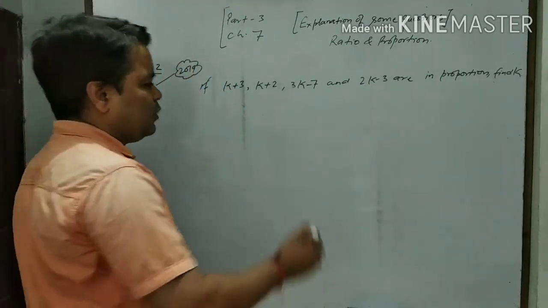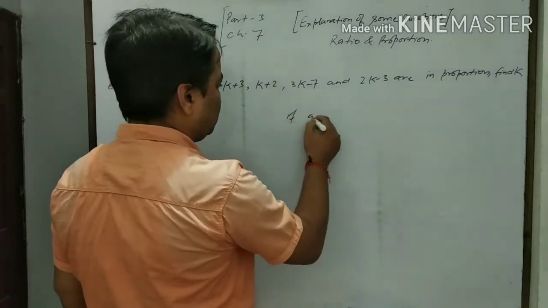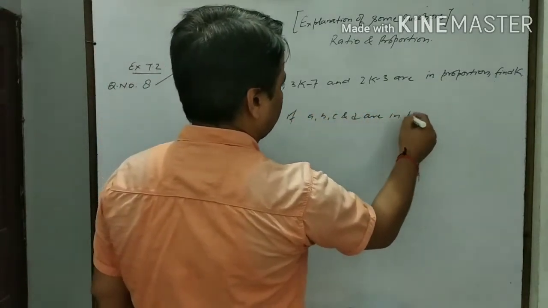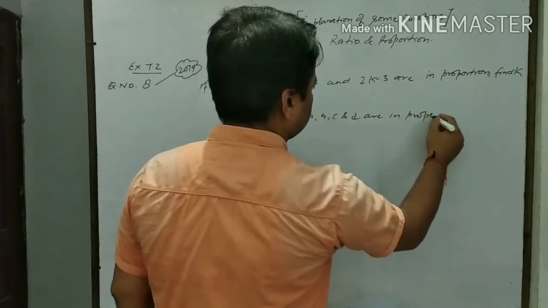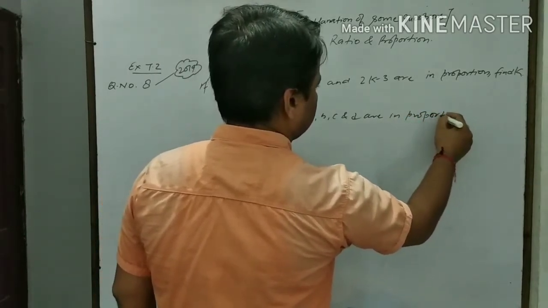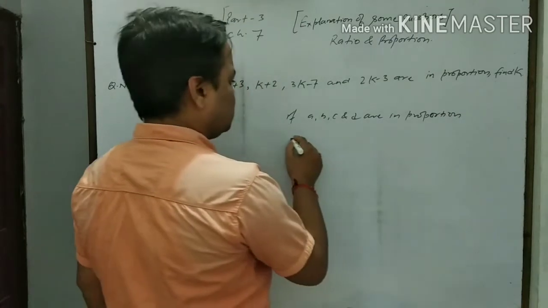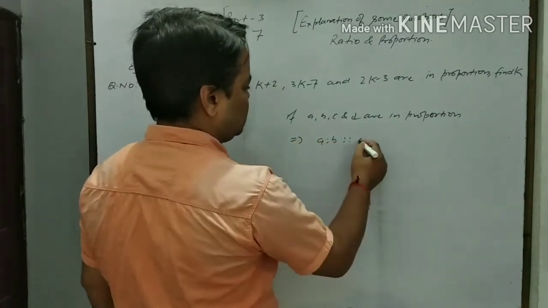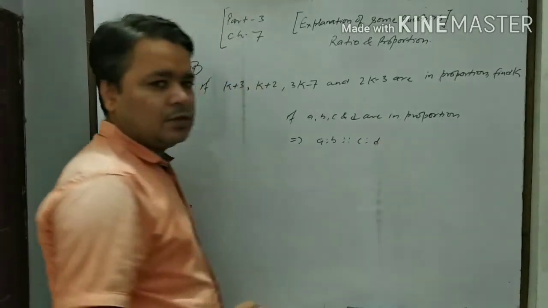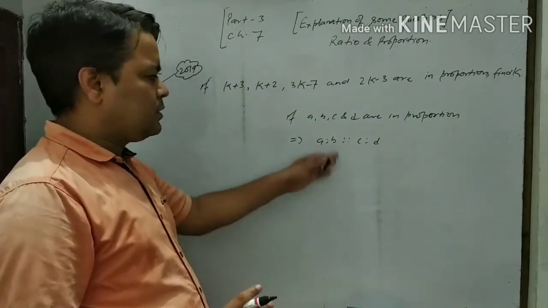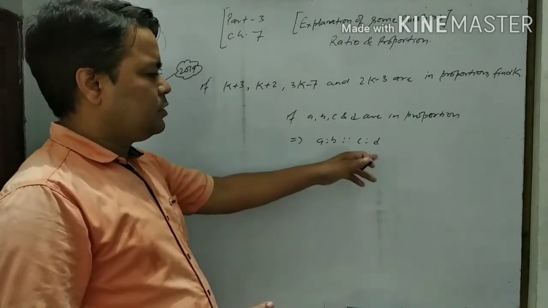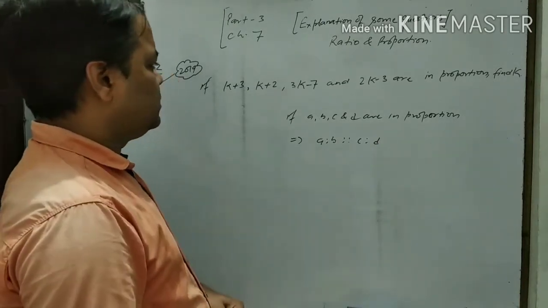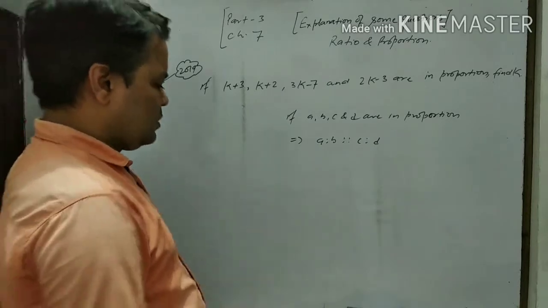We know that if A, B, C and D are in proportion, this implies that A is to B as C is to D. And after that, A by B is equal to C by D. We can write it that way. We use this concept to solve this question.